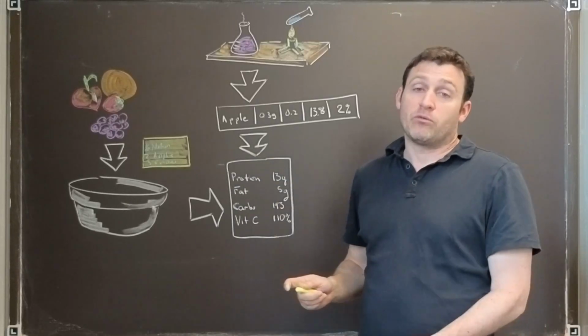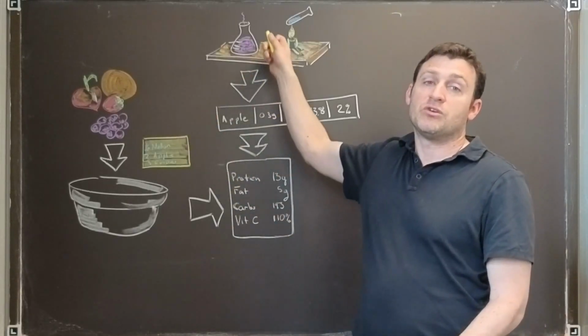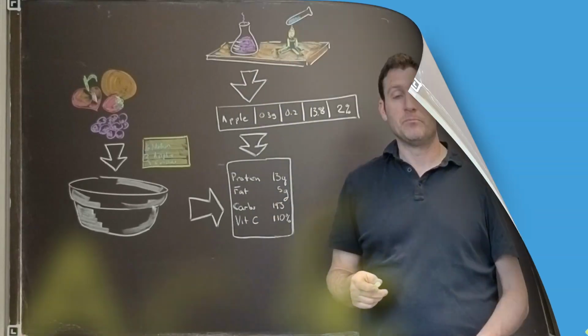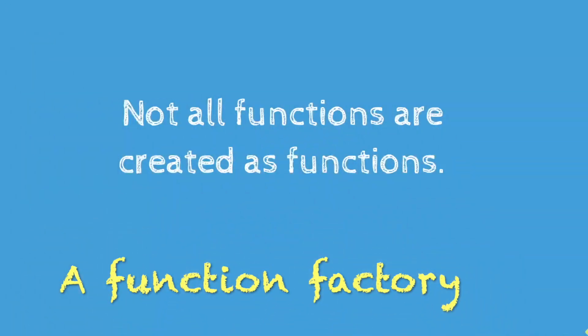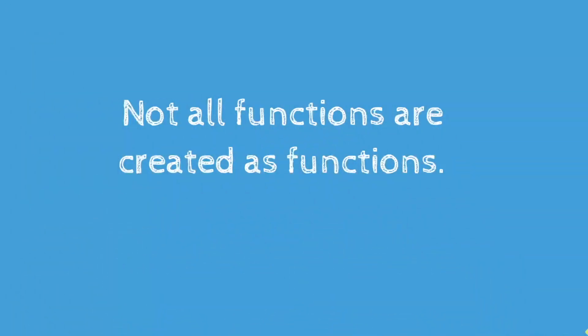And likewise, we could reverse it. Each recipe could produce a function from nutrition chart to nutrition. So we've just seen that not all functions are created initially as functions. They might be stored as other types of data, such as a nutrient chart.